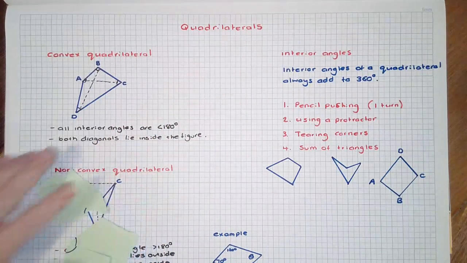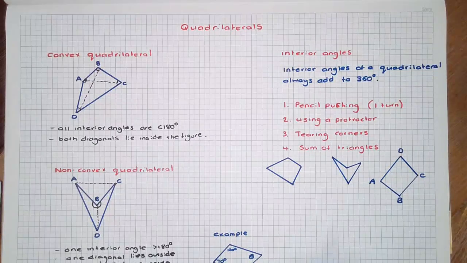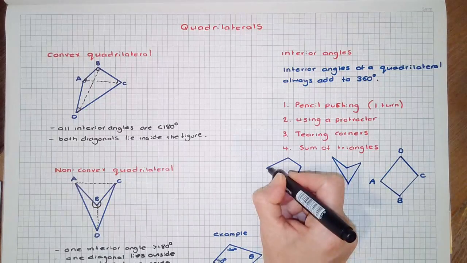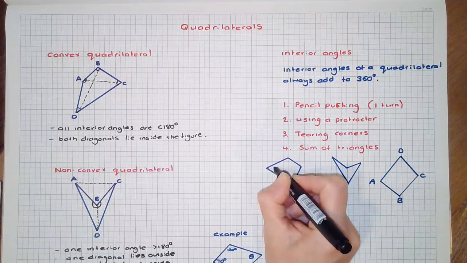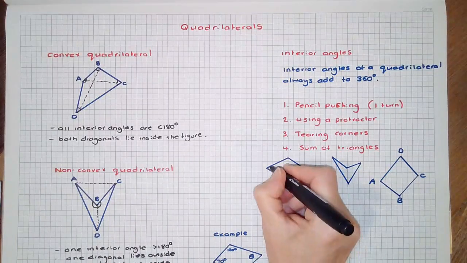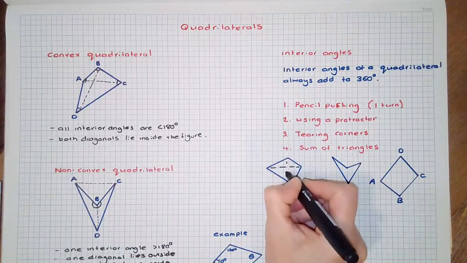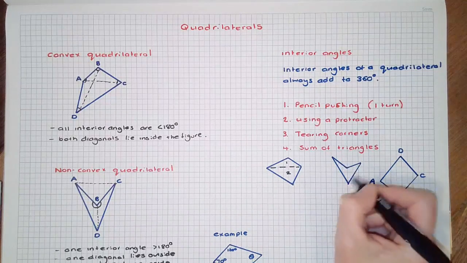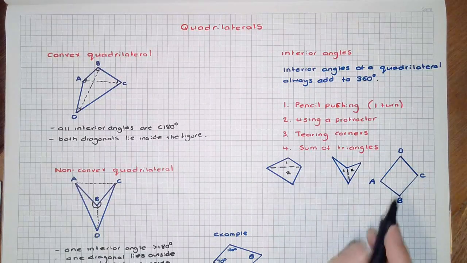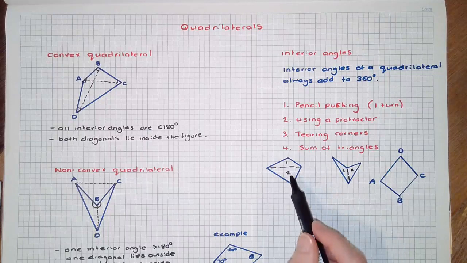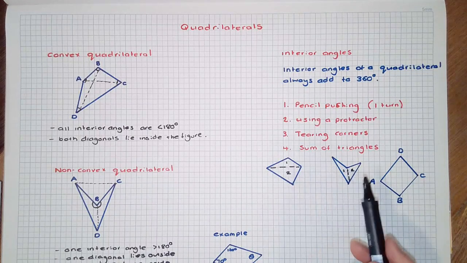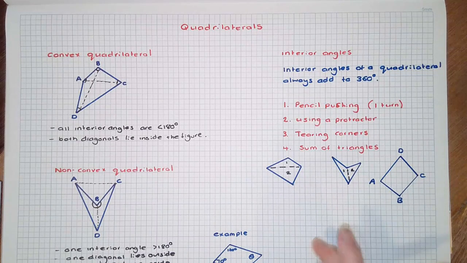The fourth way is looking at the sum of triangles. Each quadrilateral can be seen as two triangles. For instance, I could take this quadrilateral and I've got triangle 1 and triangle 2. Or I could take this quadrilateral and separate it into triangle 1 and triangle 2. Since each quadrilateral is made up of two triangles which have interior angle sums of 180 degrees, the angle sum of a quadrilateral is 360 degrees. But let's have a look at a proof.